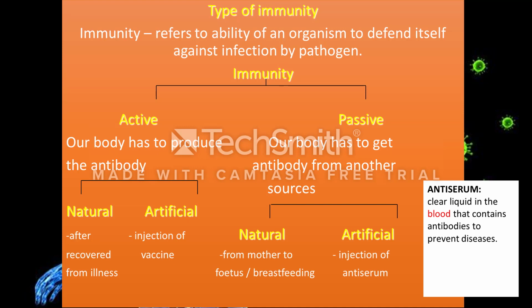For natural active immunity, it is such as someone who recovered from an illness. But for natural passive immunity, it is from mother to fetus or breastfeeding, while artificial active immunity comes from the injections of vaccines. Last one, artificial passive immunity, is from injections of antiserum.